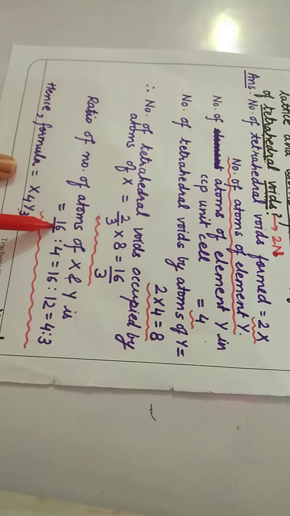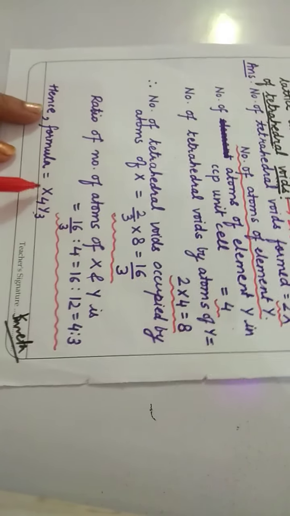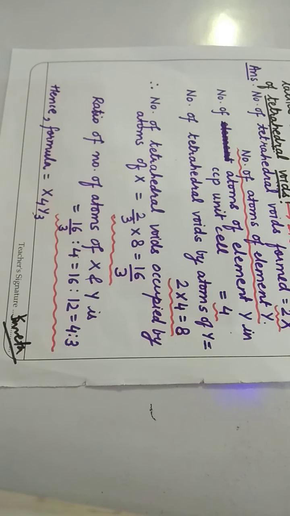So for X it is 16 upon 3 and for Y it is 4. So the ratio of X and Y is 16 upon 3 is to 4. 3 goes up, 3 4s are 12, so it is 16 is to 12, which is equal to 4 is to 3. So the formula comes out to be X4Y3. So the formula of the compound is X4Y3.